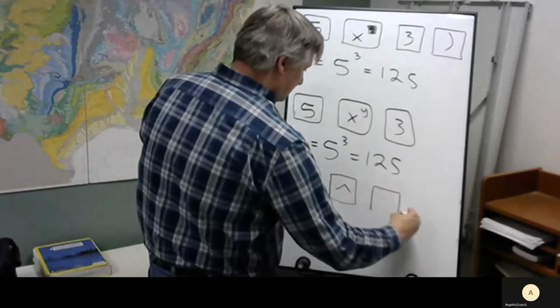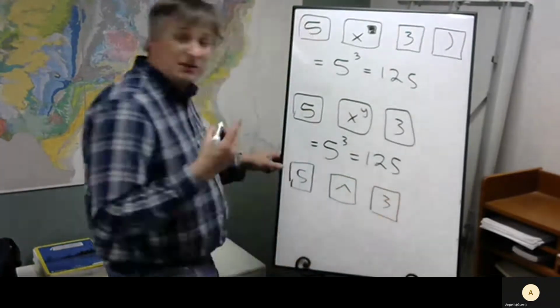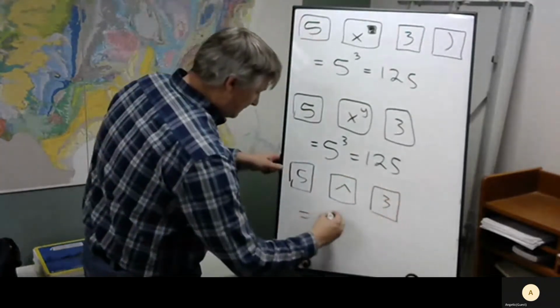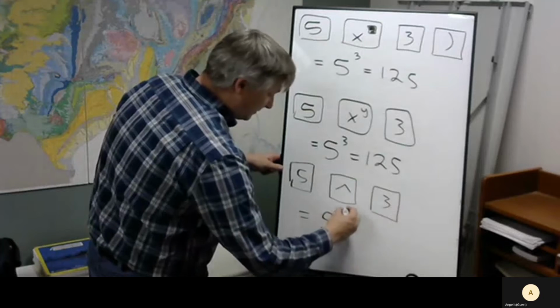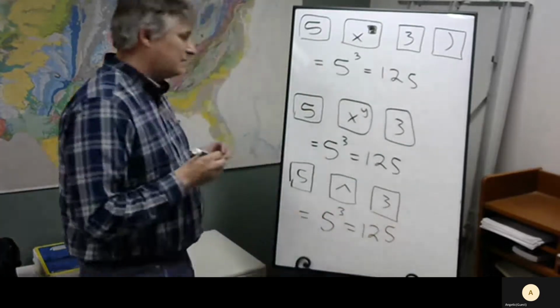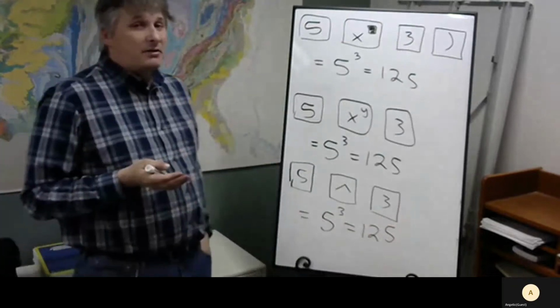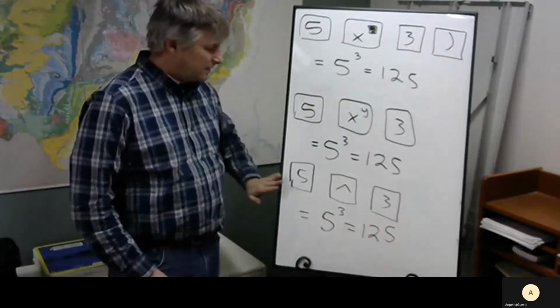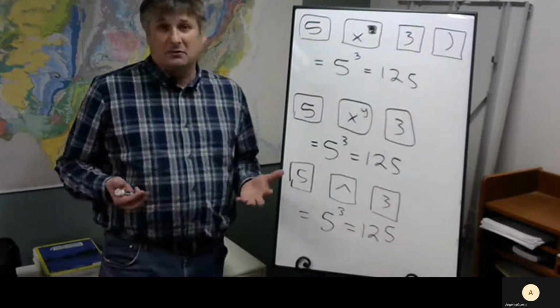And you have your 3. If you hit your equal sign or enter, I'll give you the 125. So depending on what kind of calculator you have, you can enter exponents different ways.